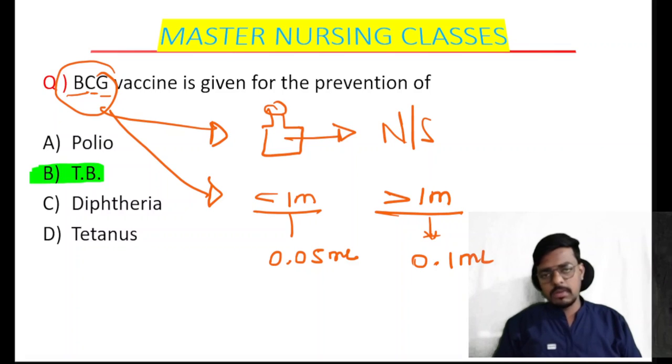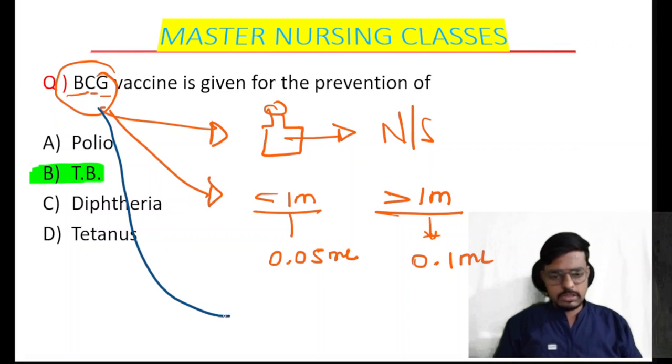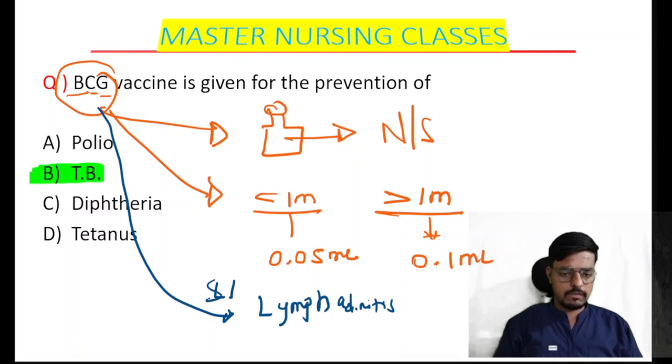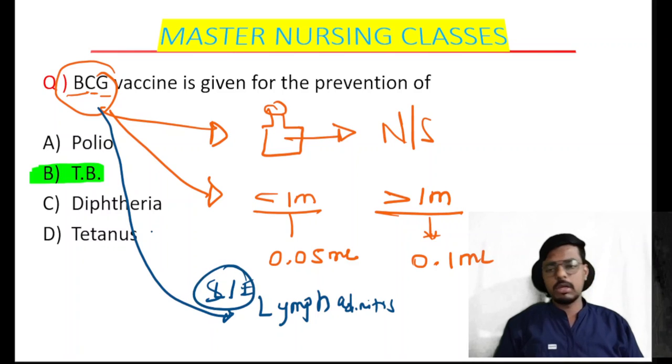Then what is the most common side effect of the BCG vaccine? That is lymphadenitis. Lymphadenitis is the most common side effect of our BCG vaccine. Very simple. These are the possible questions that may arise from the BCG vaccine. There are lots of questions on the BCG vaccine, simple and easy questions. The repeatedly asked questions I have told you all. We'll discuss in detail BCG vaccine while discussing the immunization schedule.